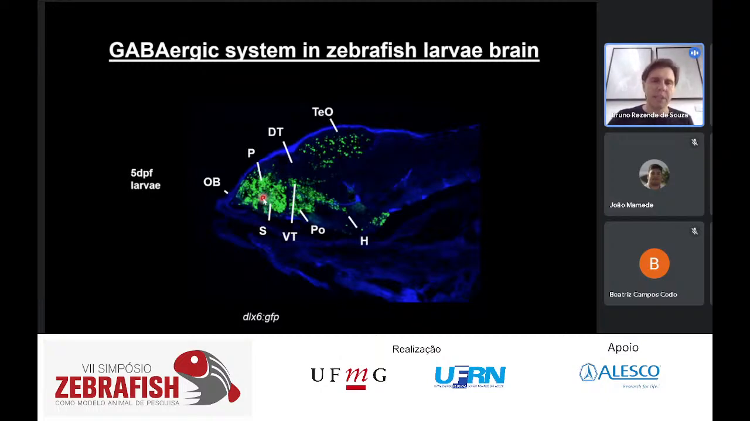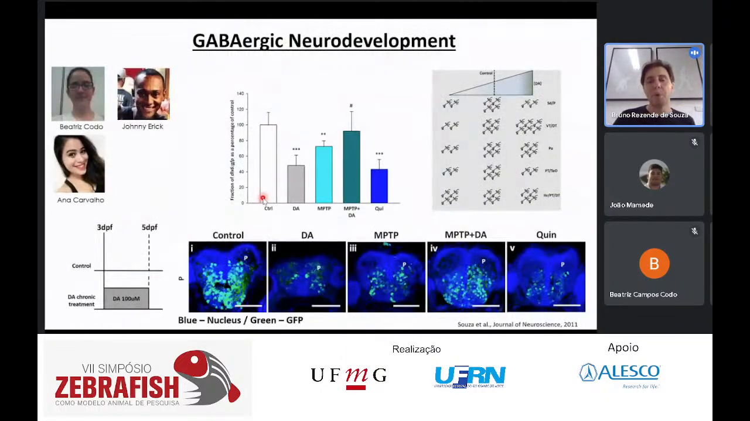Using that transgenic zebrafish, we exposed the larvae from the 3rd to the 5th day post-fertilization, so for 2 days. That's a time window that is very important for the second wave of GABAergic system development. It's a boom of GABAergic neuron migration and neurogenesis.